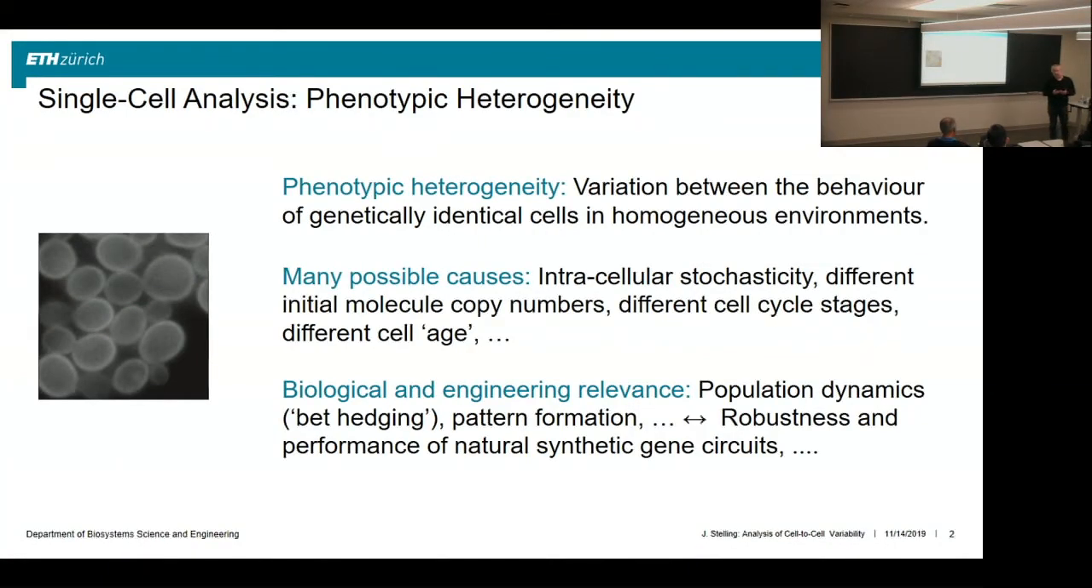So just to define this a little bit more precisely, we're looking at cases where we have cells that are genetically identical, and we assume that they live in the same environment. When you now observe variability, like in this picture here, these are yeast cells, there are many different possible causes. They may simply be intracellular stochasticity, but they may also start from different initial conditions, and they may be in different cell cycle stages, and they may have different ages that explain part of this heterogeneity. The question we're now trying to ask, because that's biologically and also from an engineering perspective really relevant, is what are actually these causes for given examples, and how can we try to figure out what these causes of variability are.